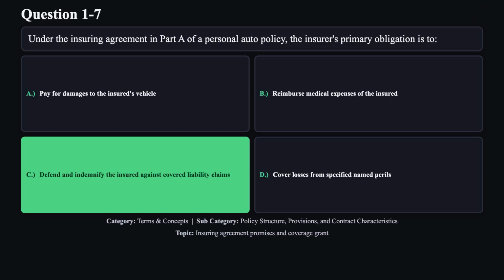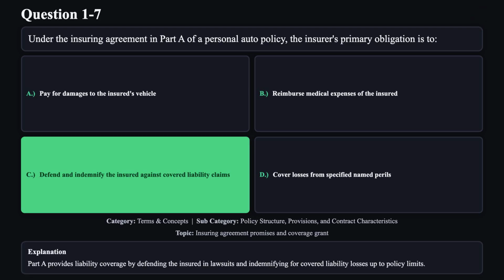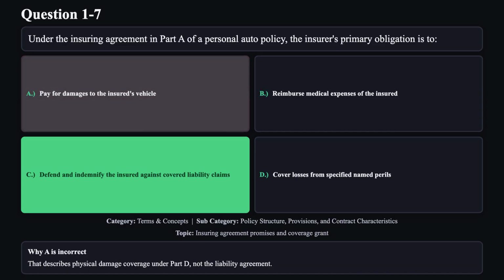The correct answer is C. Part A provides liability coverage by defending the insured in lawsuits and indemnifying for covered liability losses up to policy limits. Reason A is not correct. That describes physical damage coverage under Part D, not the liability agreement.